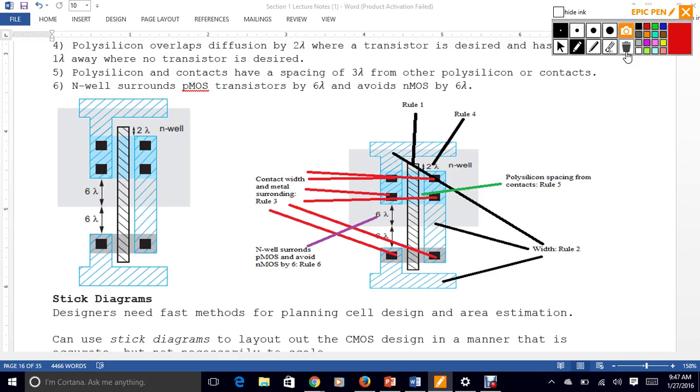And did I hit them all? Oh yeah, you might not be able to see it, so let me put a circle around it. That red box is the actual PET well. It's physically represented, 6 lambda around. So that's the last rule. That's how you physically design an inverter.